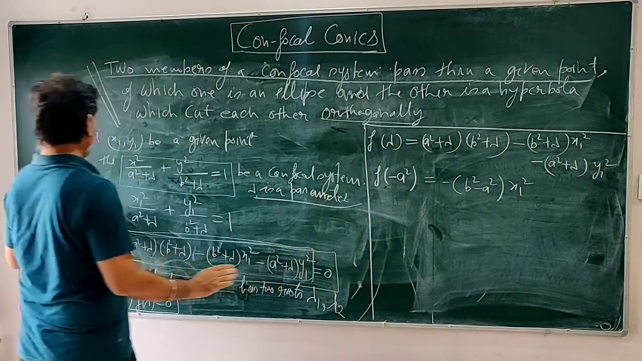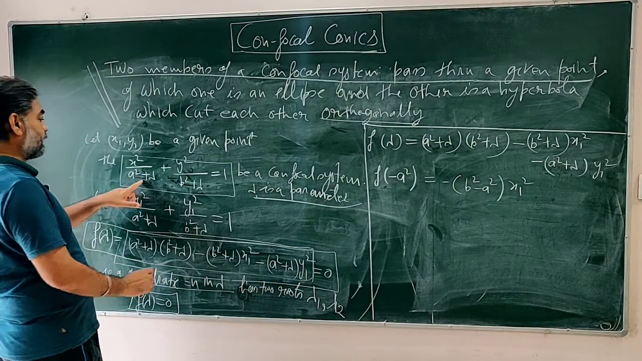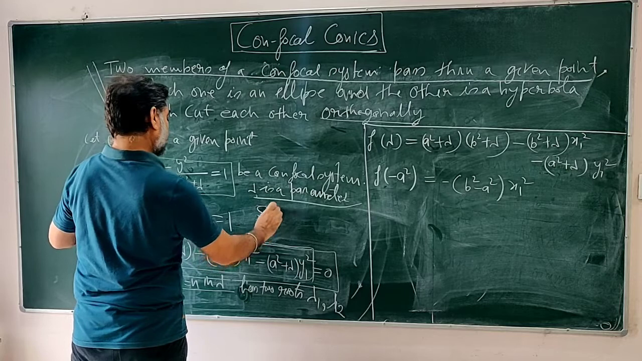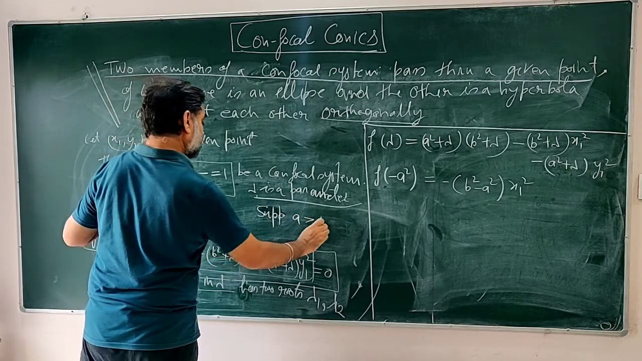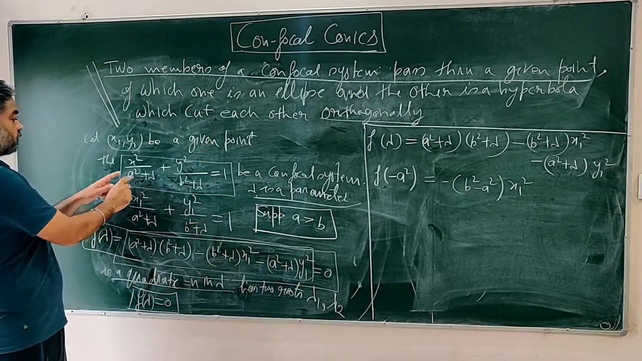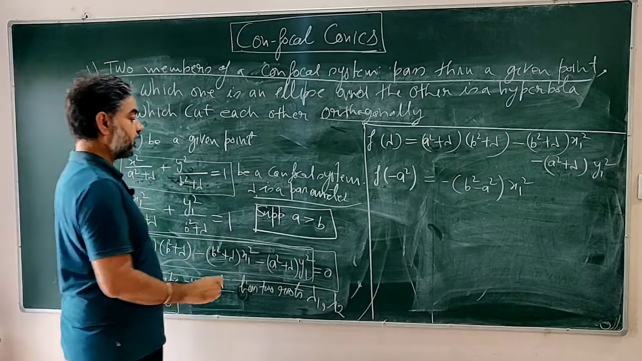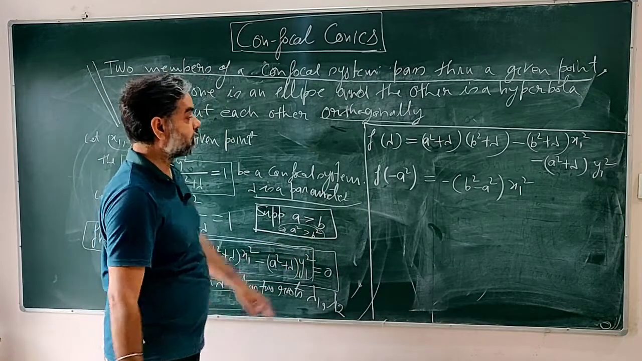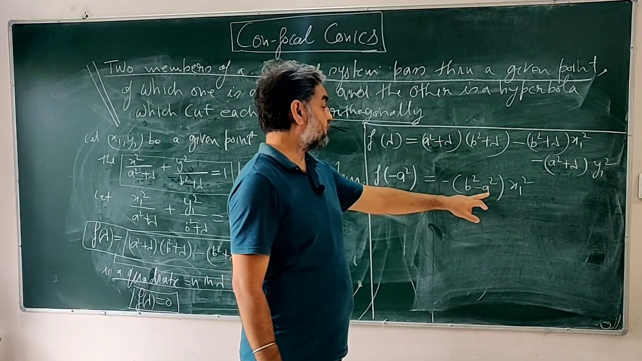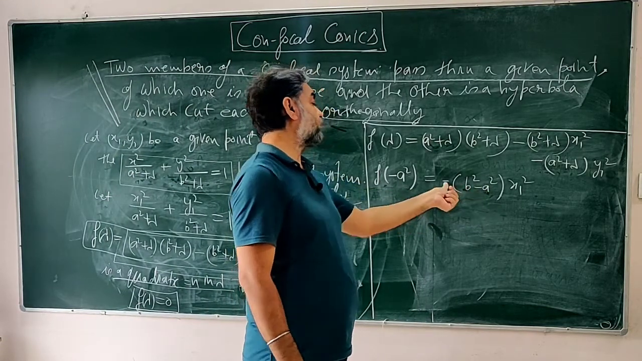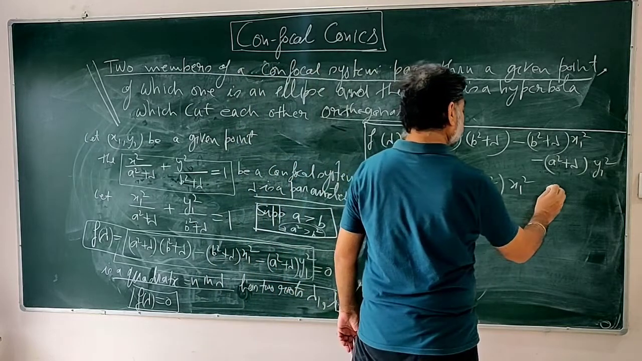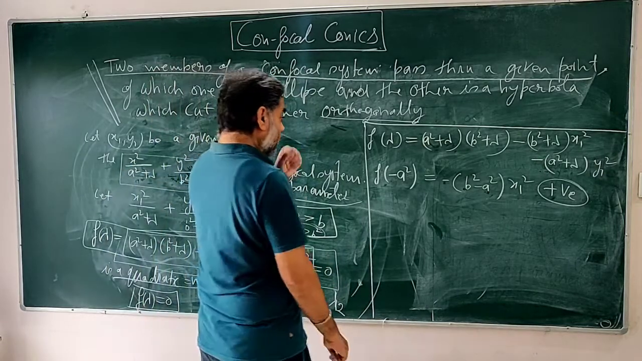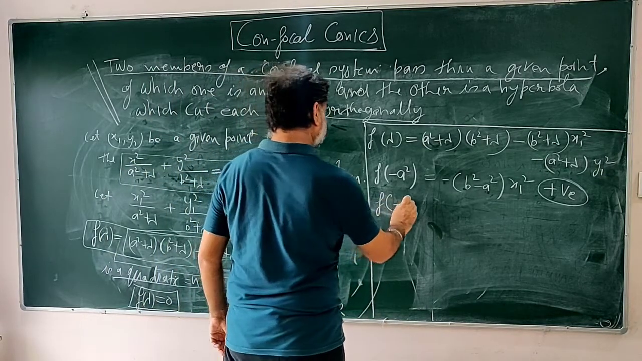We are supposing here that a is greater than b. One of them is bigger, one of them is smaller, so we suppose that a is bigger than b. So a square is bigger than b square. So this would be negative, and you have a negative sign here, so this means this is positive. So f of minus a square is positive.